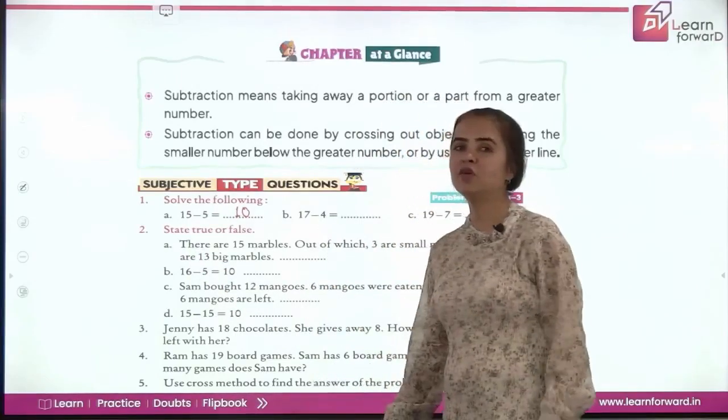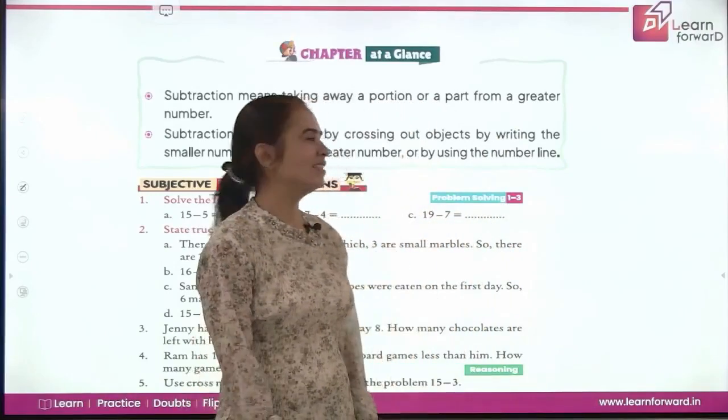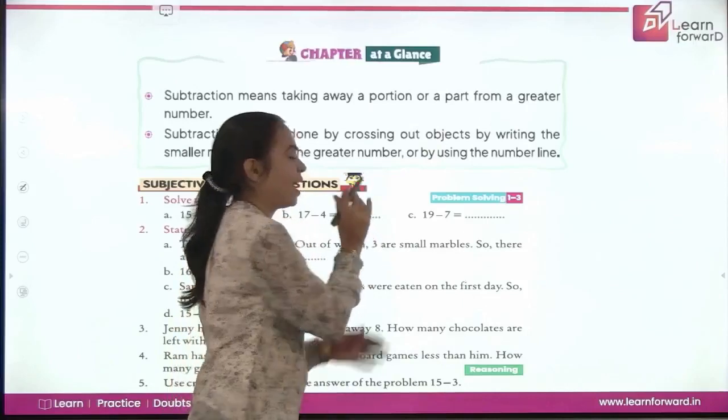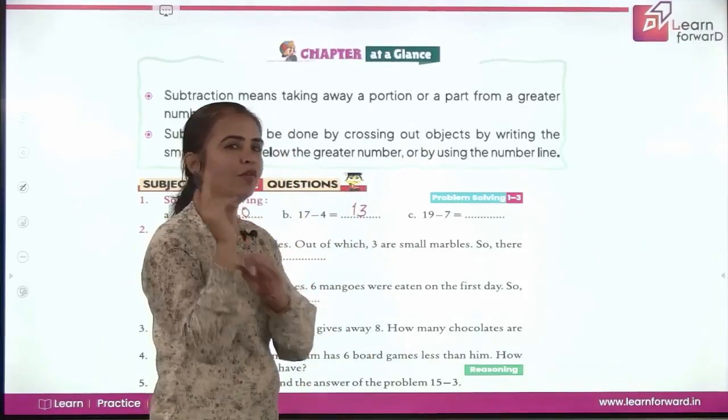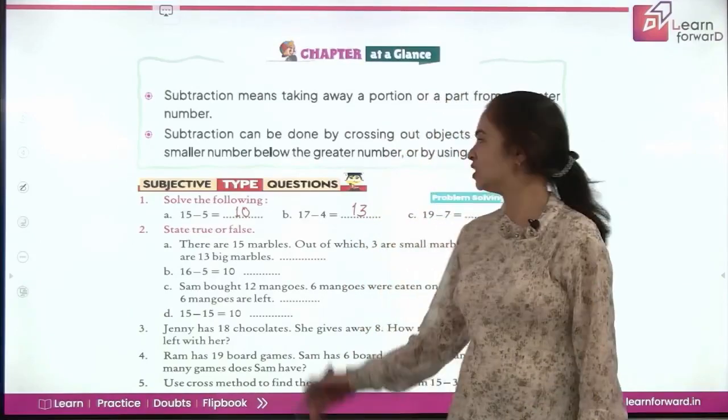17 minus 4. Can you do it now? Let me see how perfect you get to the answer. Yes, that is 13. That's a brilliant answer from all of you. And the third part you will be doing yourselves. Let's move to the next.